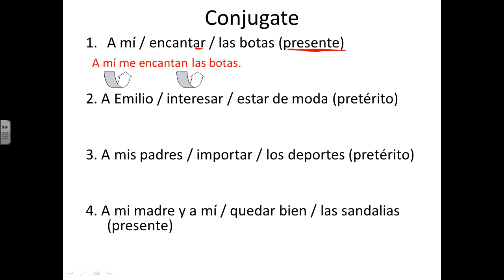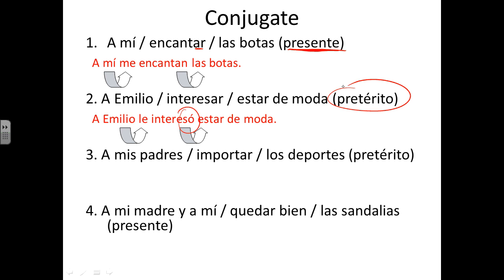So pause, do the next one, and then come back. The next one is a Emilio, le, goes with le. You have to have the le in there. Interesó goes with estar de moda. Did you put it in the preterite tense? If it was in the present tense, it would be interesa. Okay, before you do number 3, that's the preterite. So this one's either going to be importó or importaron.